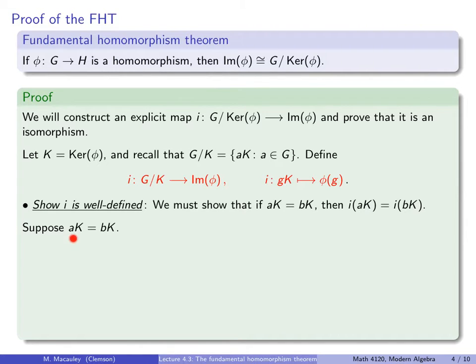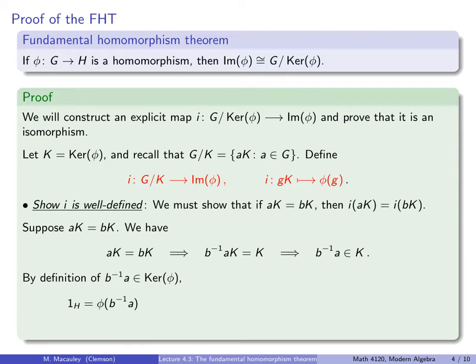Suppose that AK equals BK. So what should we do with this? Well, you can't stop me from multiplying both sides of this equation on the left by B inverse. And that gives us this. So B inverse A times K equals K. So this left coset equals K. That can only happen if this element is in K. So B inverse A is an element of K. In other words, it's in the kernel.